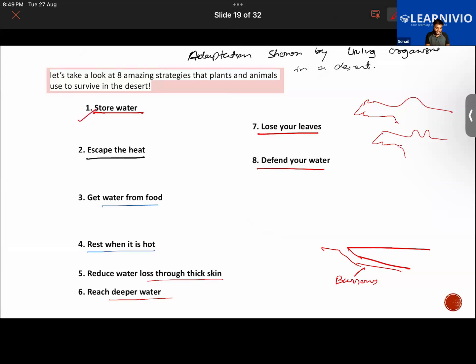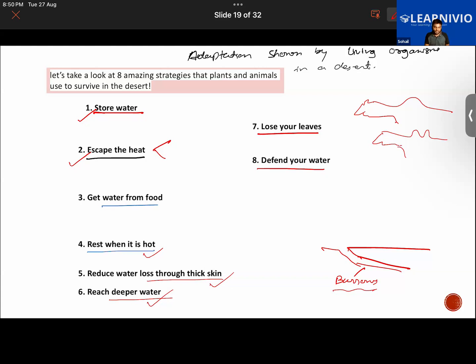Their body can store lots of water. They can escape the heat, like different kinds of rodents and reptiles, like snakes or rats, which make holes in the ground called burrows. During the day, they hide themselves in the burrows to protect themselves from the scorching heat. So when it is hot, they will be resting in the burrows. Most of the animals have a thick skin, so loss of water is minimized. The roots of the plants are very deep.